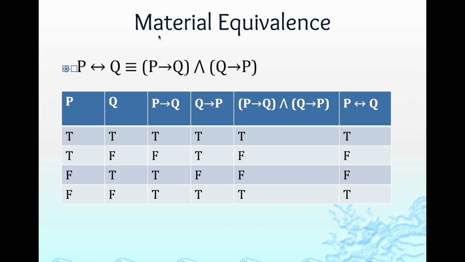Let's talk about material equivalence. Material equivalence is a statement that P double arrow Q is equivalent to the conjunction of P arrow Q and Q arrow P. You can show the truth table here. You can notice that they have the same sequence TFFT and TFFT. So they are logically equivalent.